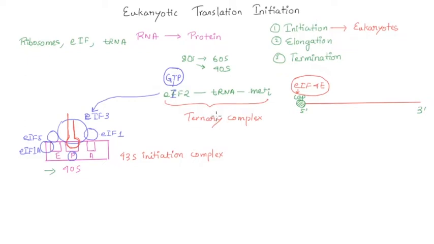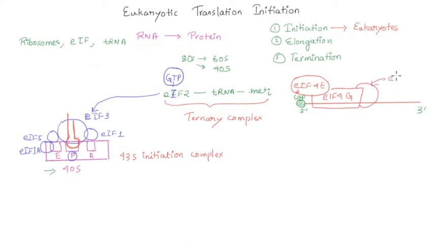Now once this EIF4E is bound to the cap, it recruits another initiation factor which is called EIF4G, which binds to the EIF4E and the mRNA. Next, this EIF4G recruits another initiation factor which is called EIF4A.